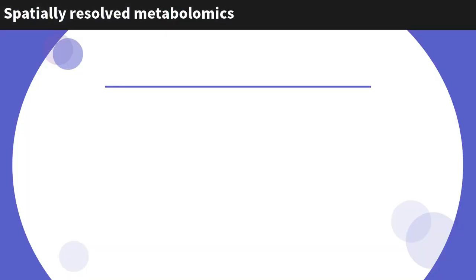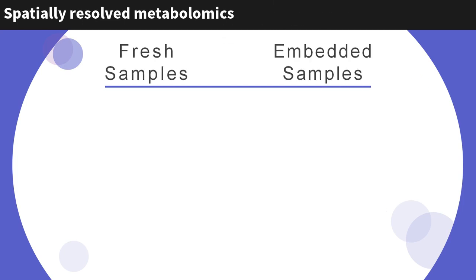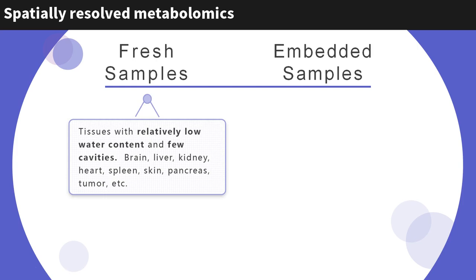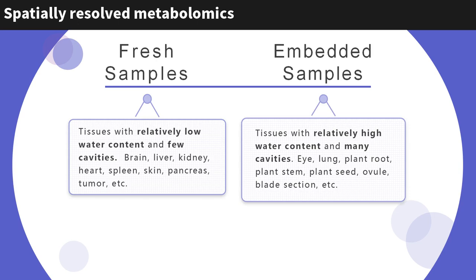Now, we have understood the sampling process, let's take a look at sample pre-treatment. Some samples we can do spatially resolved metabolomics detection directly, like fresh samples. In addition, some samples need to be embedded. What kind of fresh samples can be tested directly? Samples with fewer cavities and lower water content, such as routine tissues, brain, liver, kidney, etc. However, for samples with relatively high water content and many cavities such as eyes and plant seeds, embedding is required to ensure the integrity of slices.